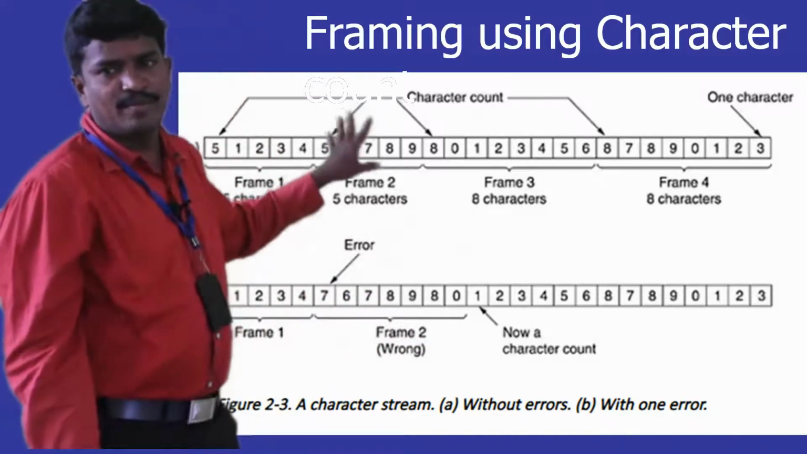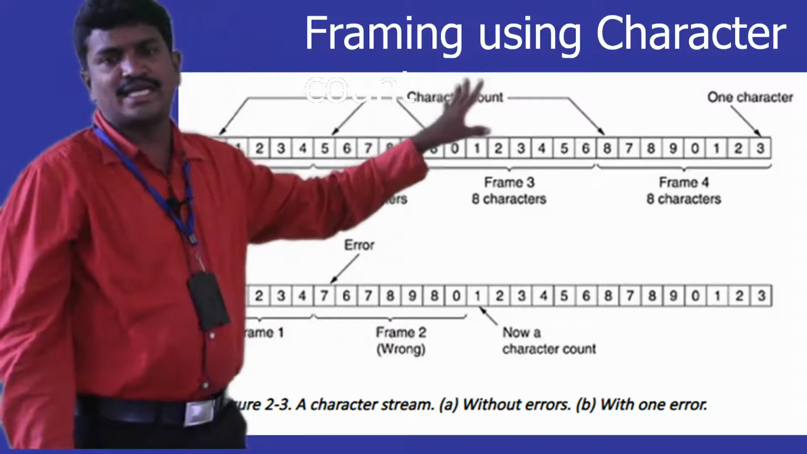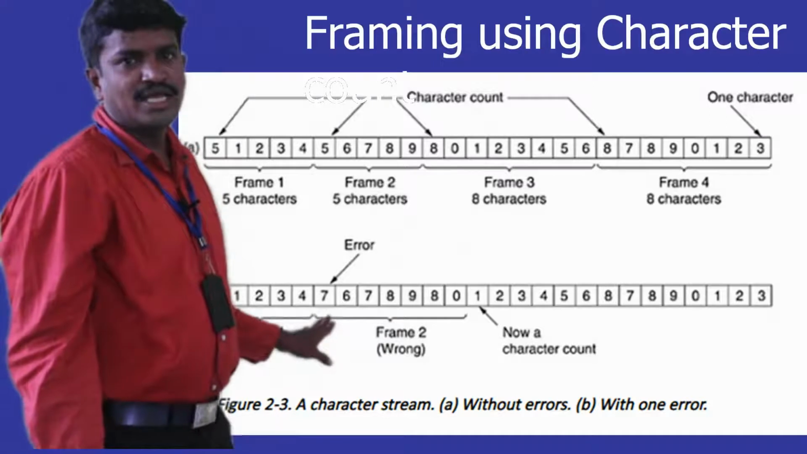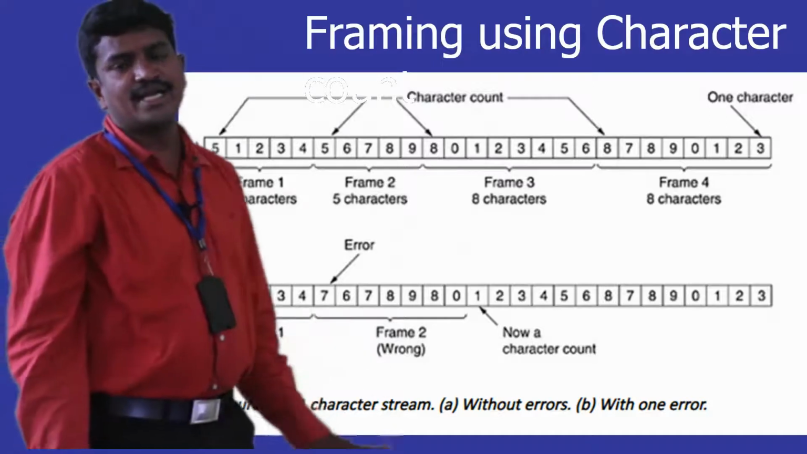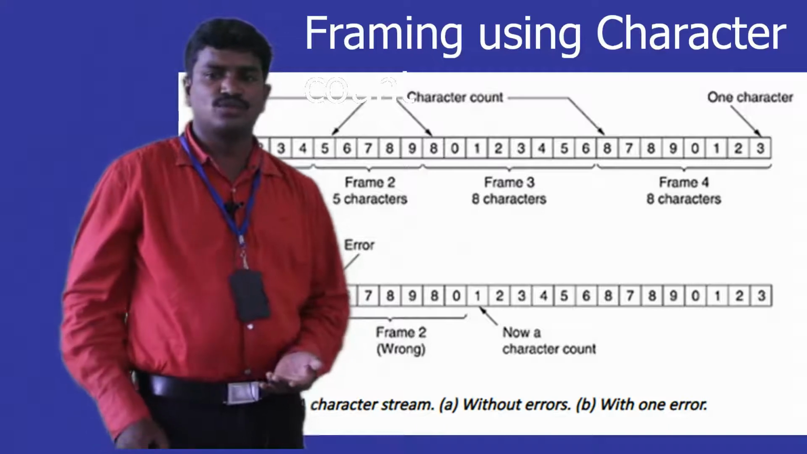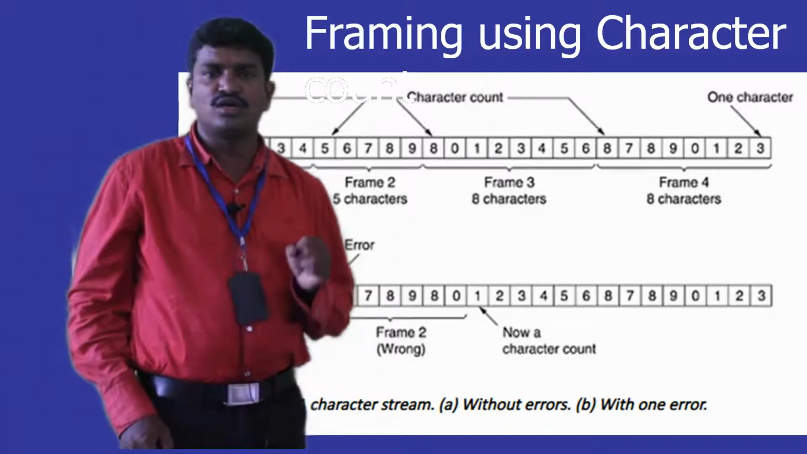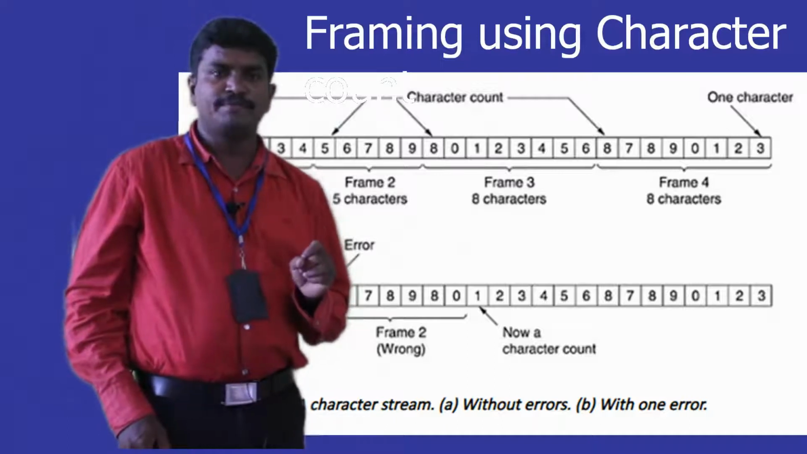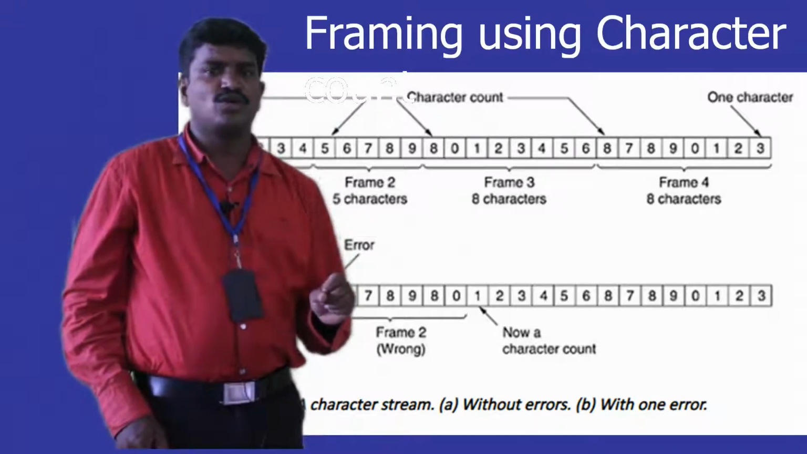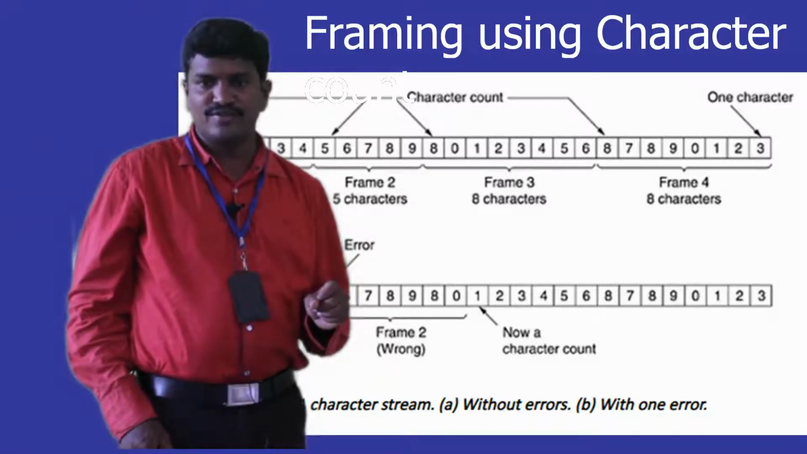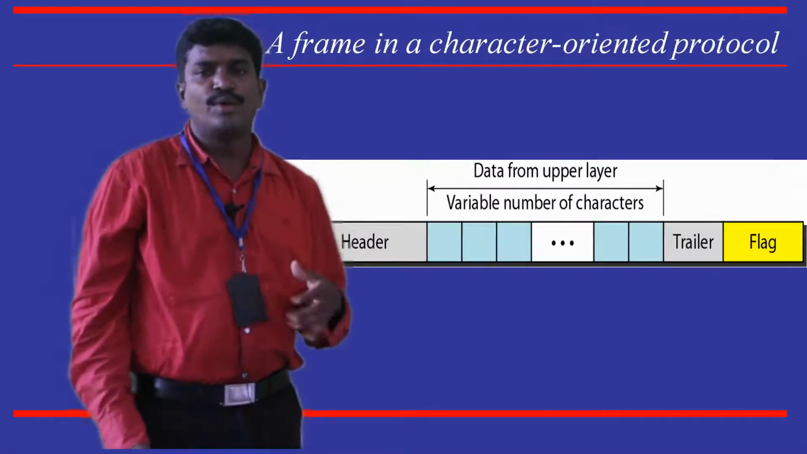So this way, the framing method using character count has a problem: if there is any change in the character count bit, the entire frame construction fails. So this is the first method to implement the framing concept, which comes under fixed size framing. In the next slide we will see variable size.